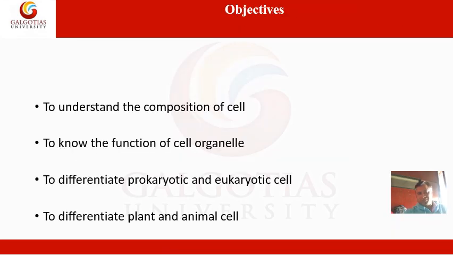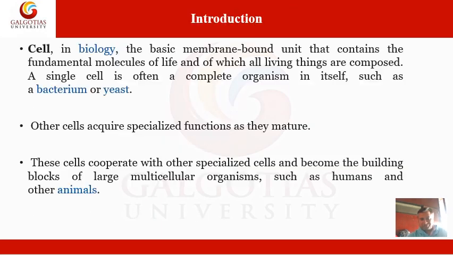These are the objectives. The first objective is to understand the composition of the cell, to know the function of the cell organelles, to differentiate prokaryotic and eukaryotic cells, and to differentiate plant and animal cells.